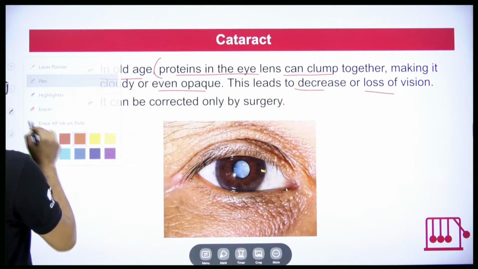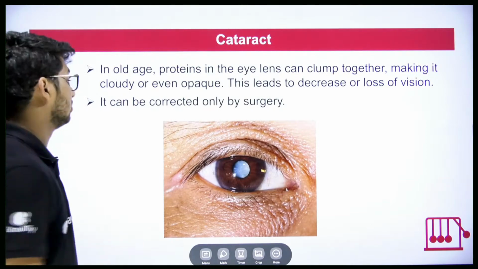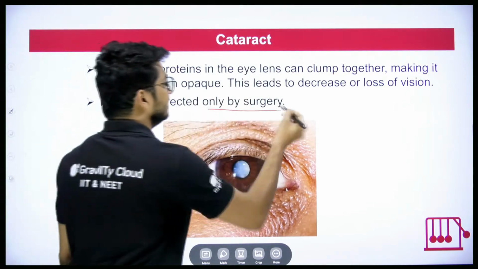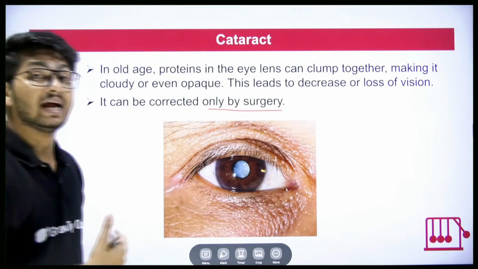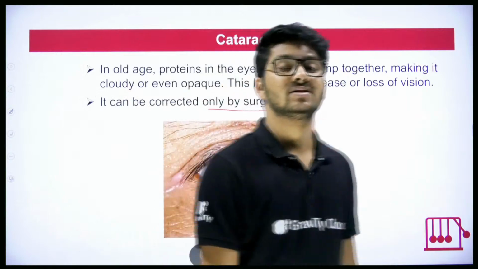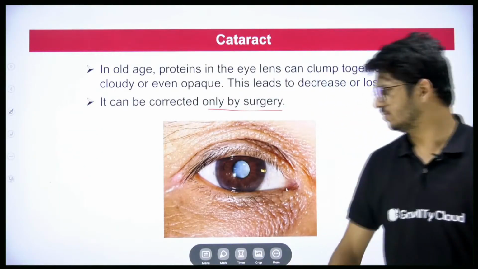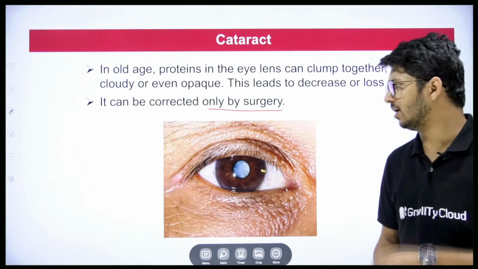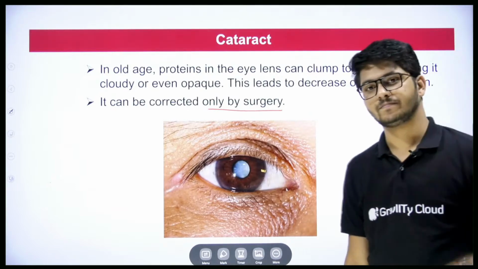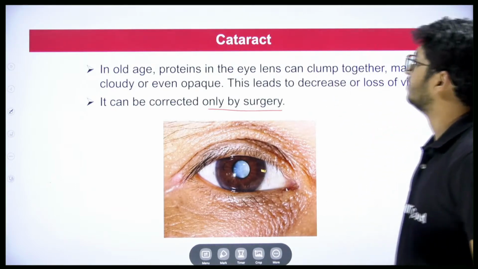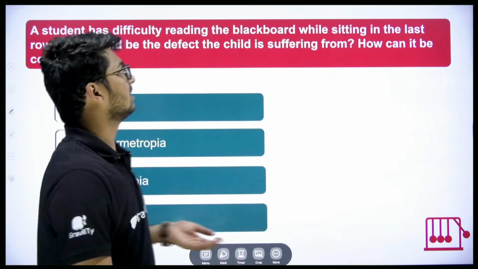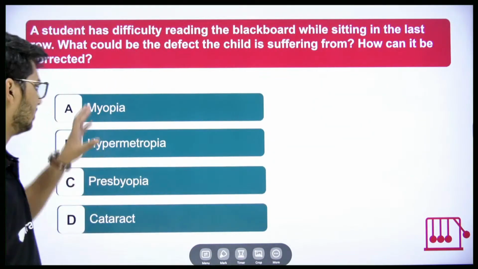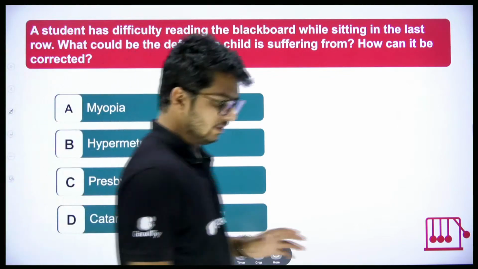So how do we rectify it? It is rectified only by surgery. So through surgeries, that layer can be removed. So cataract is corrected by surgery. It's very common nowadays among old people. Okay, good. So we learned about the defects of eyes, presbyopia and cataract. Now we'll be starting with power of lens. Before that, let's go into a simple problem here.